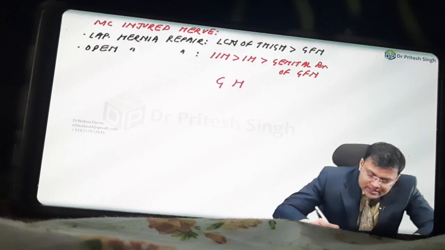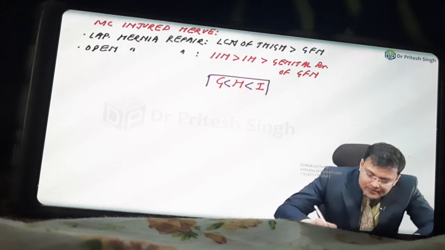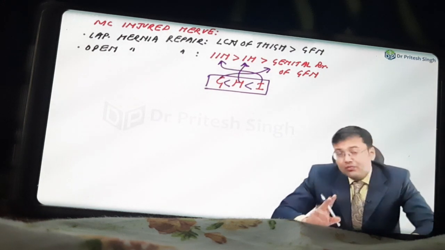So how to remember? Mnemonic is GHI in reverse sequence. So I, ilioinguinal, H, iliohypogastric, and G, genital branch of genitofemoral nerve. These are the two frequently asked questions nowadays.